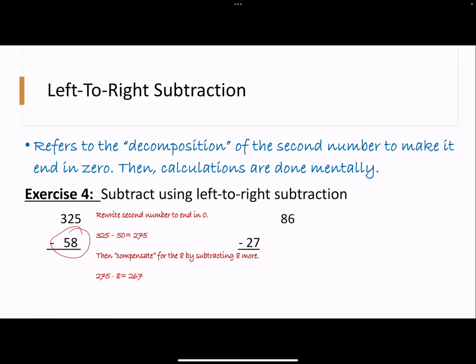And then we're going to have to compensate for the 8 that we still have left in that 50. So we're going to subtract 8 more. When I take 275 and I subtract 8 more, I get 267. So 325 minus 58 is going to give me 267.